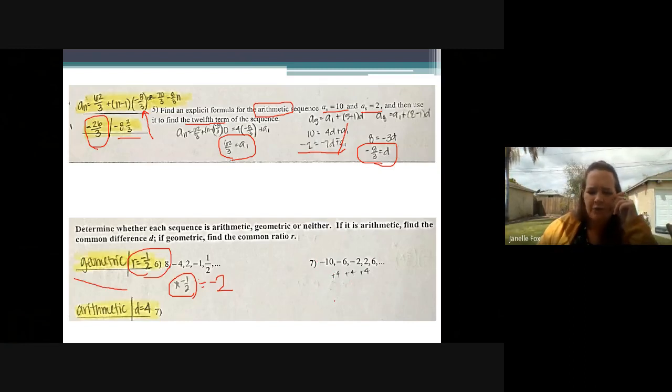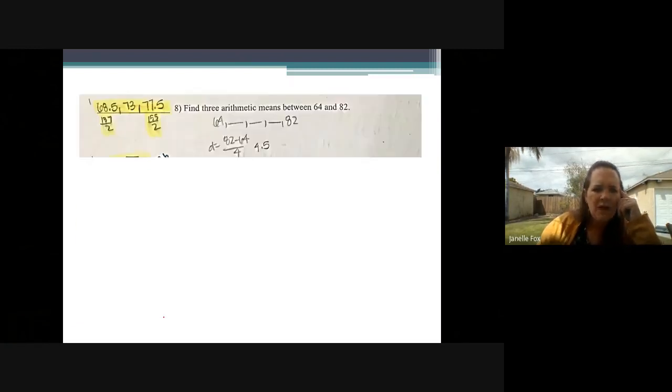It looks like we're just adding 4 each time, which does officially make it arithmetic, and that common difference is +4. Okay, we went on to number 8, and it said find the 3 arithmetic means between 64 and 82. If you remember, there was sort of a short, streamlined way to do this. You wrote the first term and the last term, and then you put commas and spaces for all those 3 arithmetic means. So I went 64, comma, space, comma, space, comma, space, comma, 82.